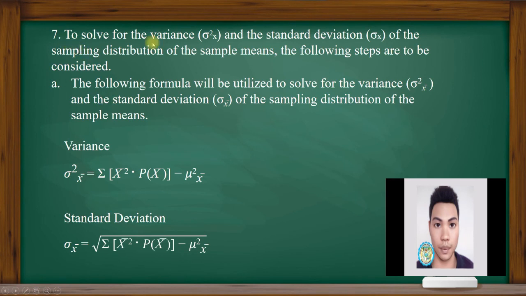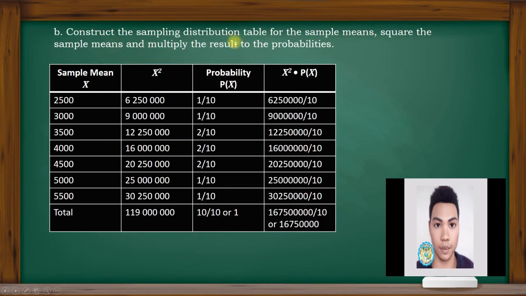Okay, number 7. To solve for the variance and the standard deviation of sampling distribution of sample means, ito yung mga steps na susundan natin. So the same dun sa unang problem natin. So the following formula will be utilized to solve for the variance and the standard deviation of the sampling distribution of sample means. So ito yung ginamit natin kanina. So construct the sampling distribution table for the sample means and square the sample means and multiply the result to the probabilities. So these are the sample means and then square mo lang siya.